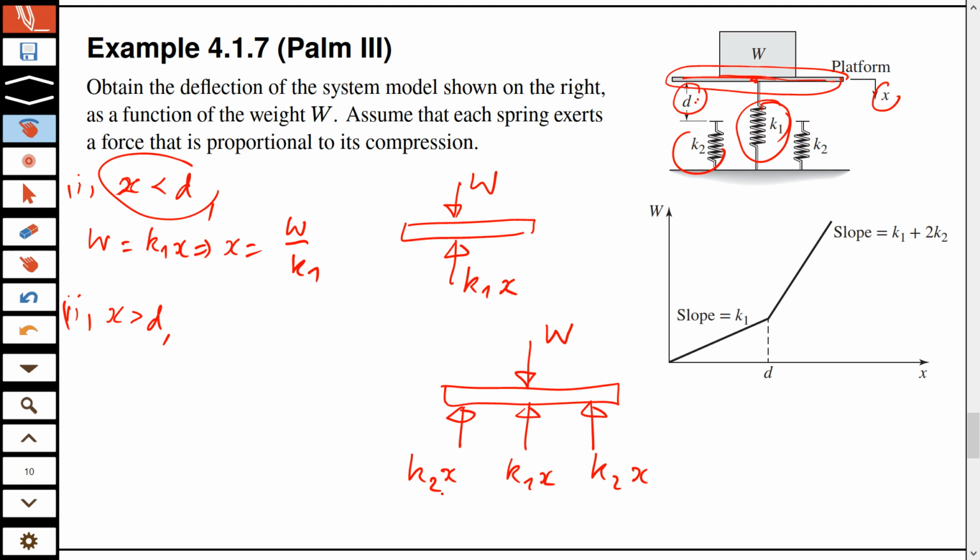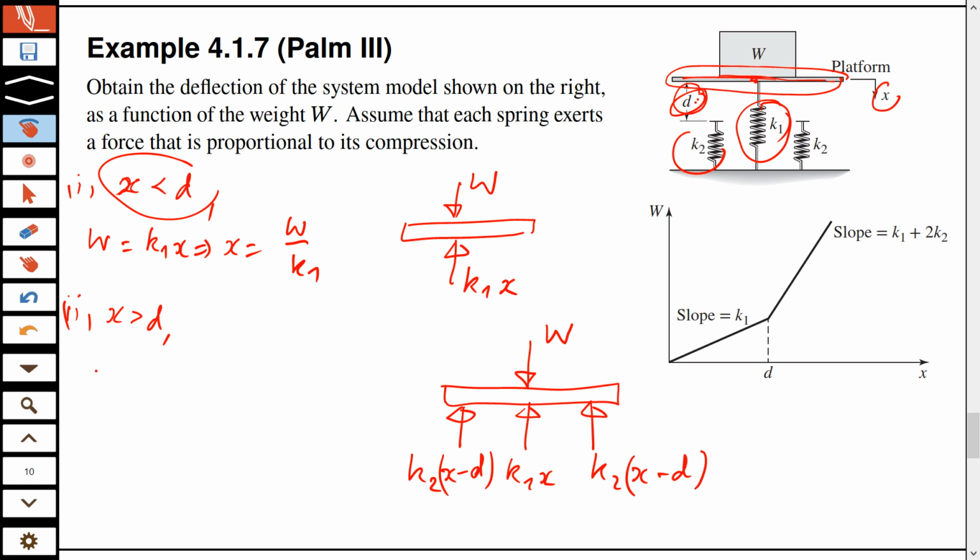K2 times x ये मैंने लिखा है लेकिन ये गलत लिखा है. तो वजह ये है कि K2 की जो डिफ्लेक्शन है वो x के इक्वल नहीं है. x में से d सब्ट्रैक्ट करना पड़ेगा. d तक तो K2 अभी शुरू नहीं हुआ. So the value of x which exceeds d, x minus d, is actually the deflection in K2.